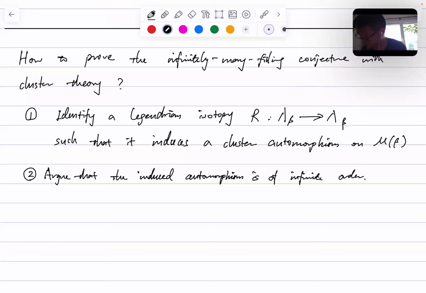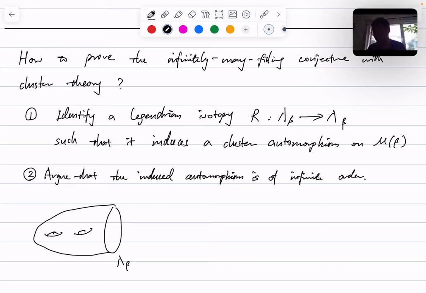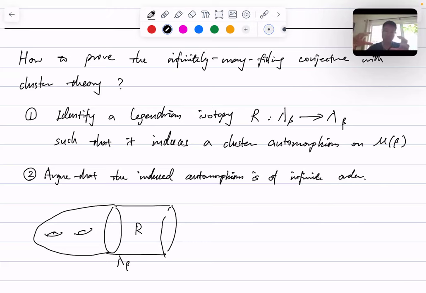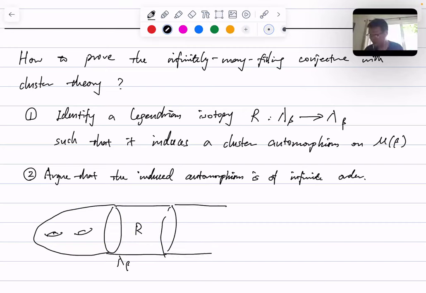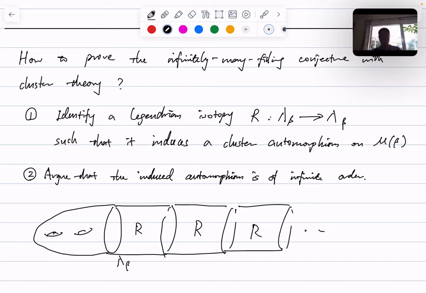So now, with this in place, what we can do is start with the link lambda beta, take any filling that corresponds to a cluster, and now the Legendrian isotopy, you can view it as a cylinder. You can view it as a cylinder acting on the link, because the isotopy just moves the link around. So it is a cylinder, and then you can attach this cylinder to this filling. But since this filling corresponds to a cluster already, and this is a cluster automorphism, this new filling is going to give you another cluster that's different from the first one. And if it is of infinite order, then you can get a new filling every time, and that's how you'll be able to construct infinitely many fillings by using cluster theory.